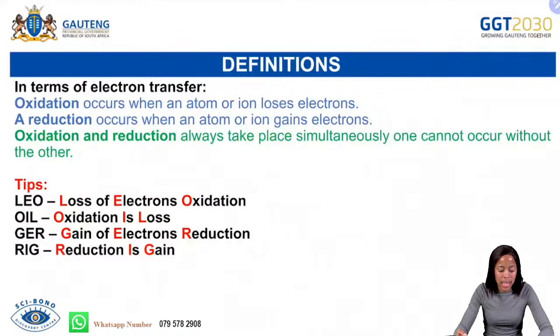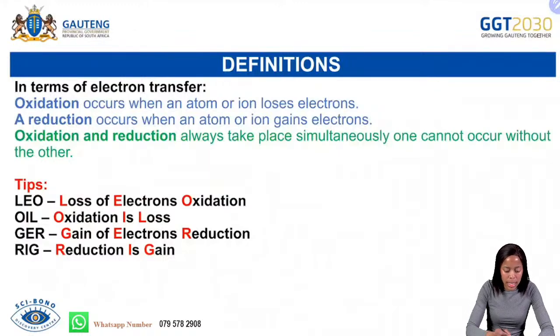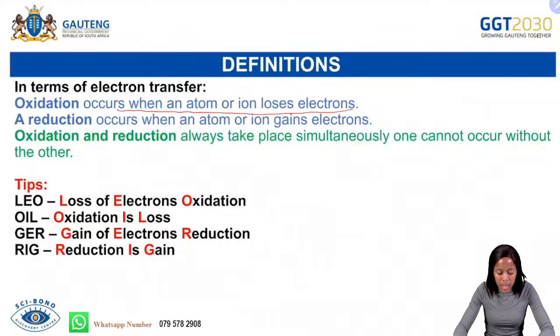Okay. Next, we have definitions, in terms of electron transfer. This is what we need to note in terms of electron transfer. Oxidation occurs when an atom or an ion is doing what? When we speak about an atom, we are speaking about any element there on the periodic table.